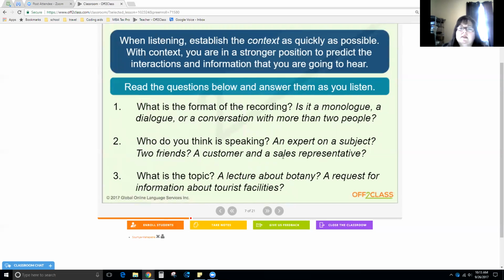Okay, when listening, establish the context as quickly as possible. What's context? What is the topic all about? You have to understand that. What's the situation? With context, you are in a stronger position to predict the interactions and information that you're going to hear. As you know, context can completely change the meaning of a word or a set of words. So it's important. Okay.